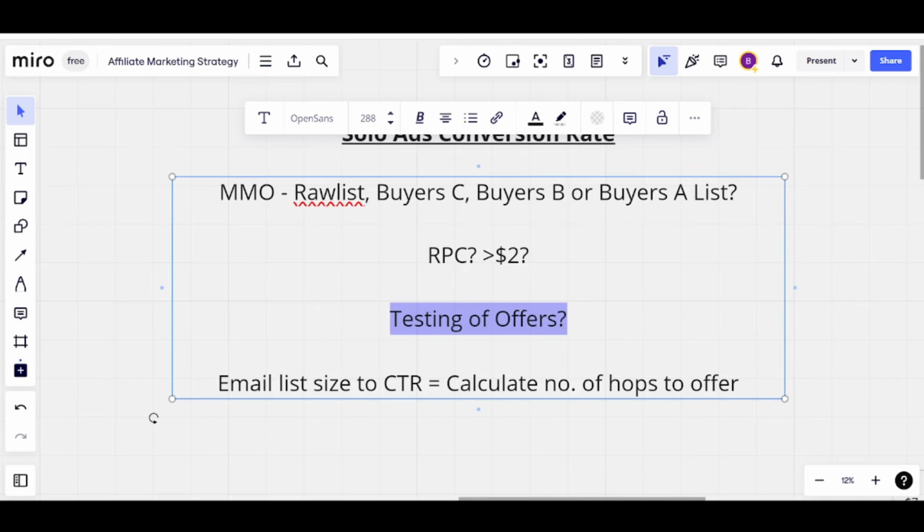Now, next will be the email list to CTR. This is where a lot of people are getting confused. When you are purchasing clicks from a solo ads vendor, all these vendors like myself have a huge email list to justify the clicks.